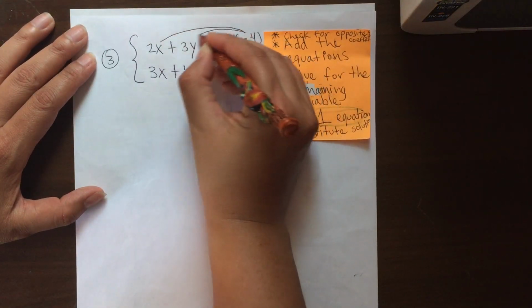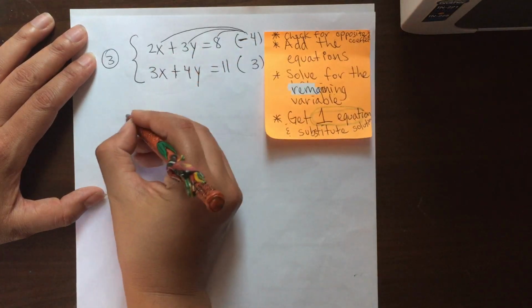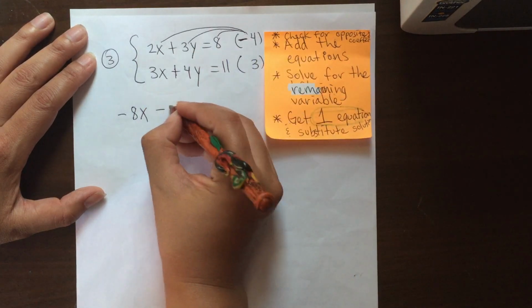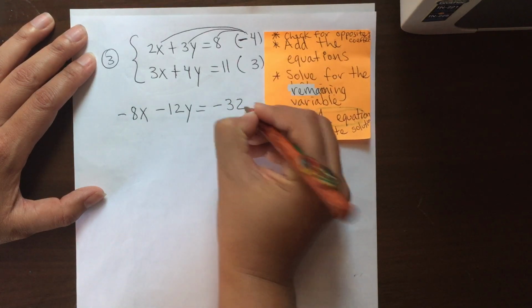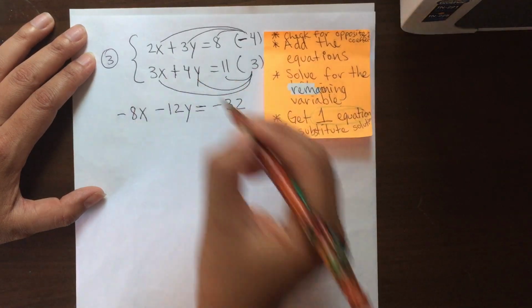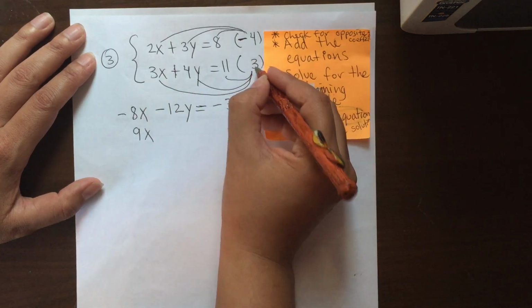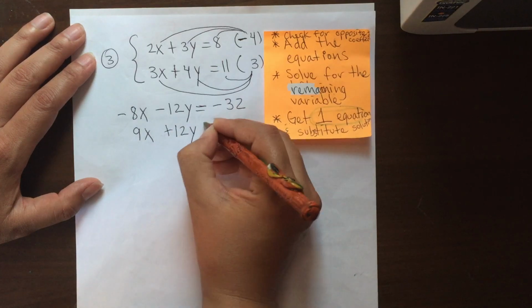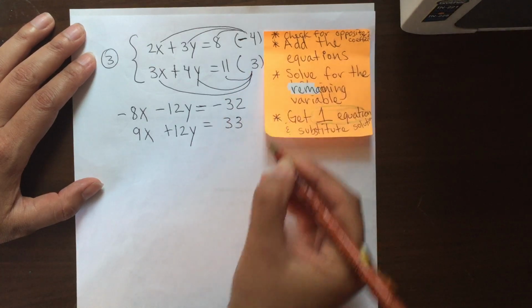So we start to multiply all the terms. And so negative 4 times 2x is negative 8x. Negative 4 times 3y is negative 12y. Negative 4 times 8 is negative 32. I do the same thing for the bottom equation, and so 3 times 3x is 9x. 3 times 4y is 12y. Yay, opposites. And 3 times 11 is 33.